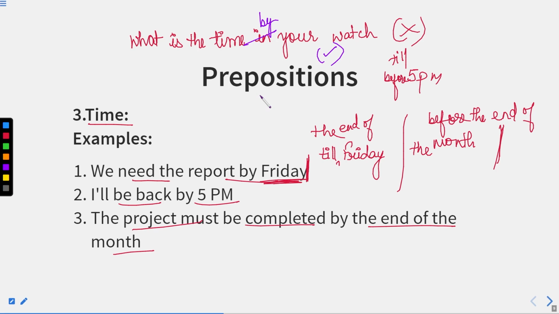It means what time is shown by your watch. So, what is the time by your watch is correct. This is a very important sentence. If you want to ask someone the time, you can say what is the time by your watch instead of in your watch. This is very, very important for speaking purposes as well. Now, let us move to the next one.